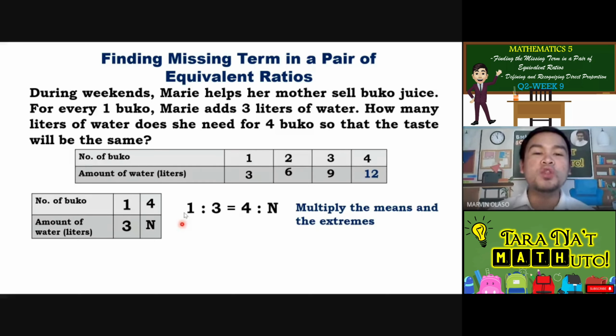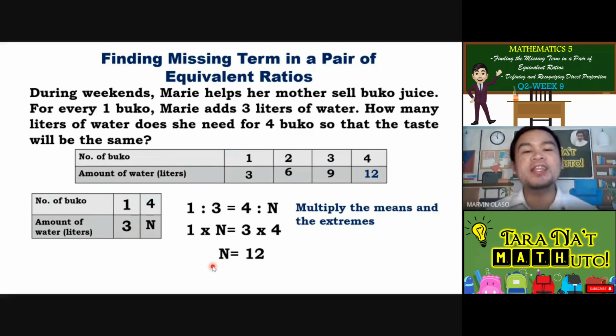So we are going to multiply first the extreme, then the second is the means. Okay. Now, we have 1 times n, ito na yung extreme natin, then multiply the means, 3 times 4. So what's the product of 1 times n? Pag nag-multiply tayo ng 1 times n, ang sagot lagi dyan ay 1n or n. Okay. Then 3 times 4 equals 12. Okay. Now, so nasagot na natin. Therefore, the answer is 12. So we have now the missing term as 12.